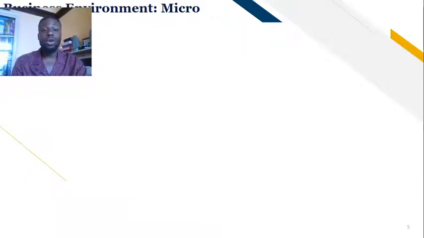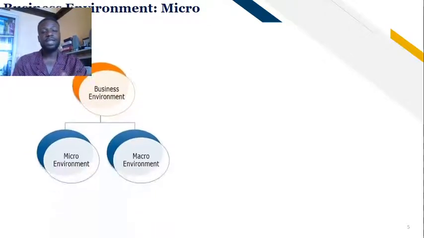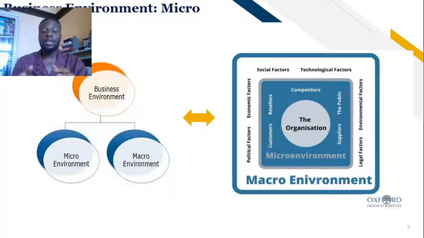So when we look at the business environment, we can divide it into two key areas, which is the micro environment as well as the macro environment. Now, when we look in depth into these environments, the macro environment is generally just a description of the different external influences such as political factors, economic factors, social factors, legal factors, as well as technological factors that can influence any organization's operations.